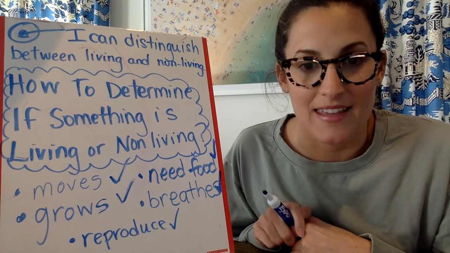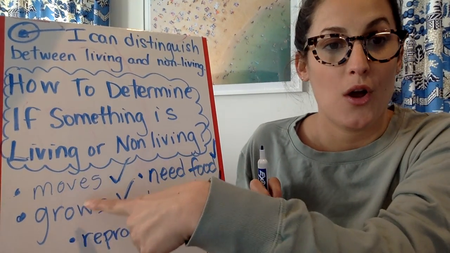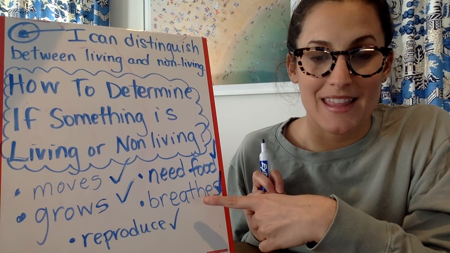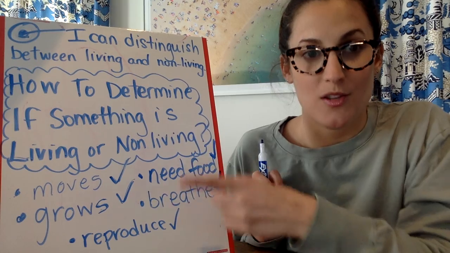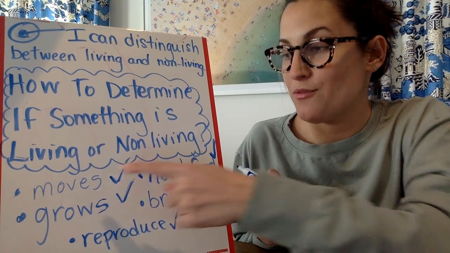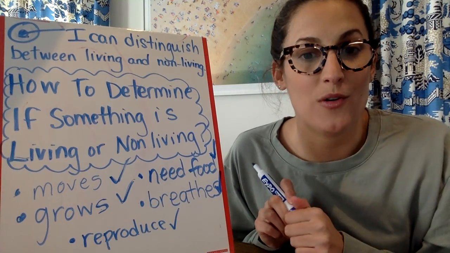All living things move, grow, need food and nutrients, breathe, and reproduce. So on your list of how to be able to tell if something is living, you need all 5 of those things.